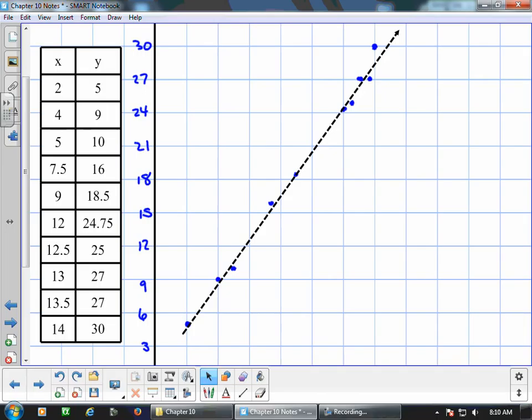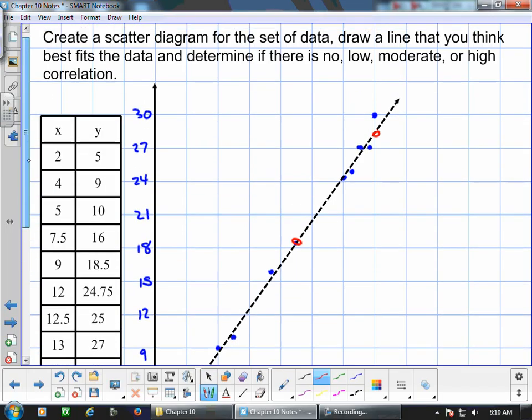Find 2 points on the line, so maybe I use this one, and maybe I use this one right here, which isn't actually a point on my line. But maybe I use those two, and I find the slope between those 2 points, and I find the y-intercept, and go from there. Okay. All right, now what's the next step here?